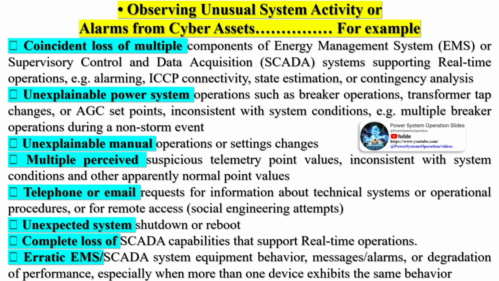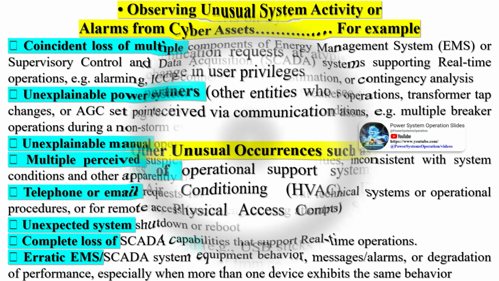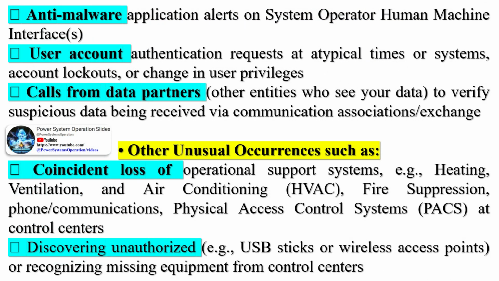Erratic EMS, SCADA system equipment behavior, messages, alarms, or degradation of performance, especially when more than one device exhibits the same behavior. Anti-malware application alerts on system operator human-machine interfaces. User account authentication requests at atypical times or systems, account lockouts, or change in user privileges. Calls from data partners, other entities who see your data, to verify suspicious data being received via communication associations, exchange.